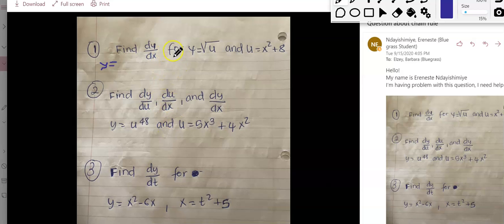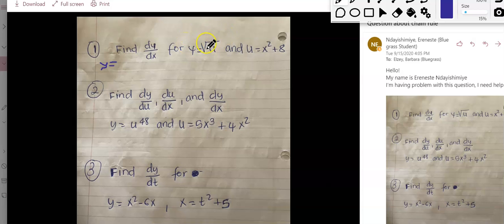Okay, so let's look at these three problems. Numbers 1 and 3 are the same kind of problem, so I'll do those first, and then we'll go back to number 2, which has a little bit of extra in it. So we want to find dy/dx. Notice that y is our top variable and x is our bottom variable, so we need an equation with y and x.